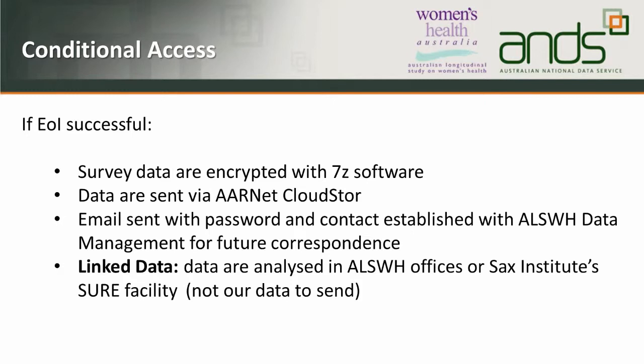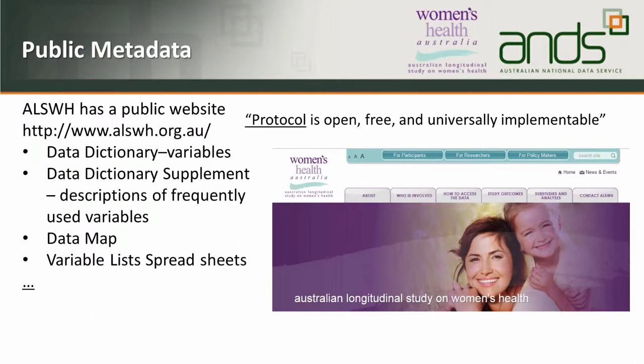So public metadata, this refers back to protocol being open. We have a website which lists the above procedure that I went through, but also has a lot of metadata on it, including a data dictionary, which lists all the variables and the many data sets we have, a data dictionary supplement, which is a description of the frequently used variables with some detail, a data map that shows how the variables are used across the different surveys and cohorts. When I say different surveys, because it's longitudinal, we have up to 8 surveys for some of our cohorts, and each one is deemed a different survey and has slight differences from other surveys. We have a list of all the variables used in spreadsheets for easy access.